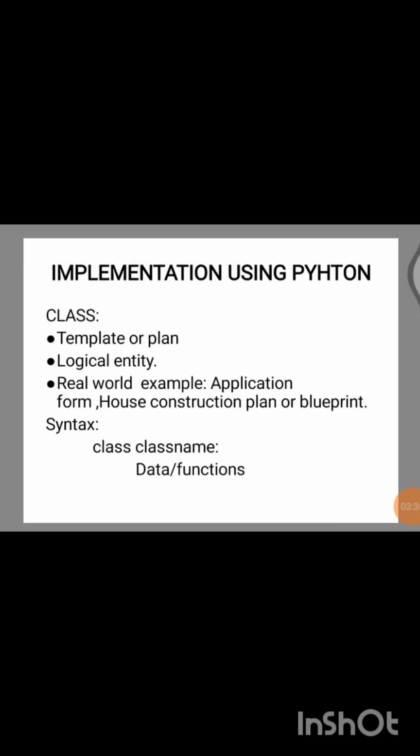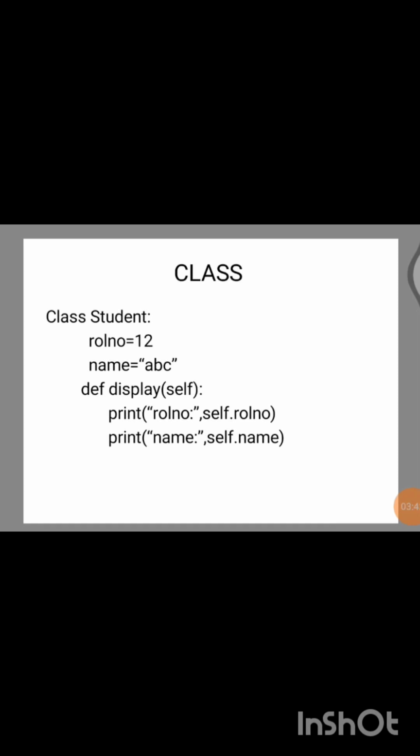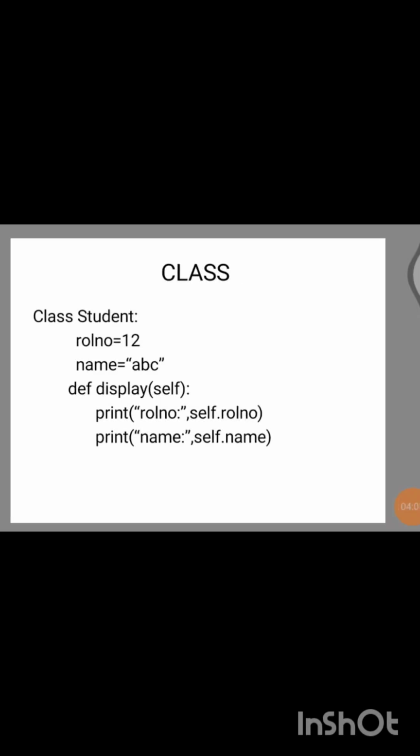So this is the syntax for a class name, and it can include data as well as functions. This is an example. If you want to create a class for student, your class name is student, and it includes your data like roll number and name. Then we can define functions using the keyword def. Then we are printing the roll number and name using the Python variables.